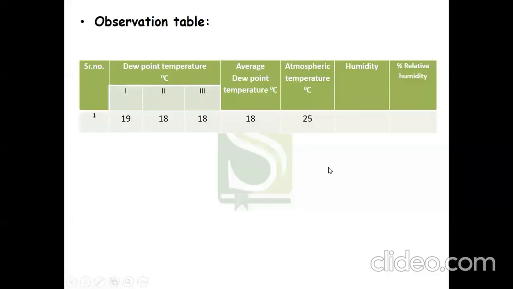So now let us see the observation table. It consists of columns. In the first we have written the dew point. We have measured it thrice. First we got 19 degrees, then we got 18 degrees 2 times. So we will take the average of this and we get average dew point as 18 degrees. Next we have taken the atmospheric temperature and it read on the thermometer as 25 degrees.